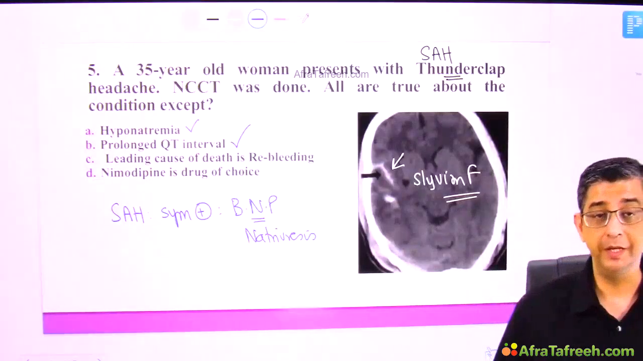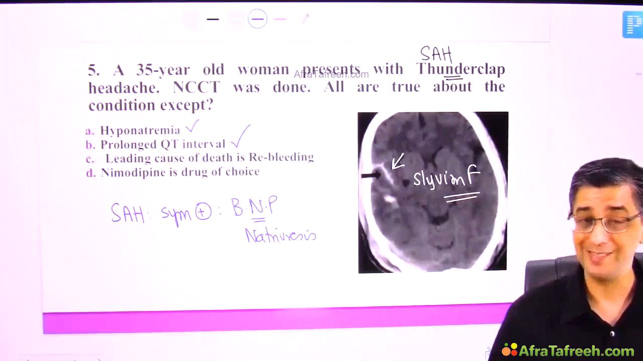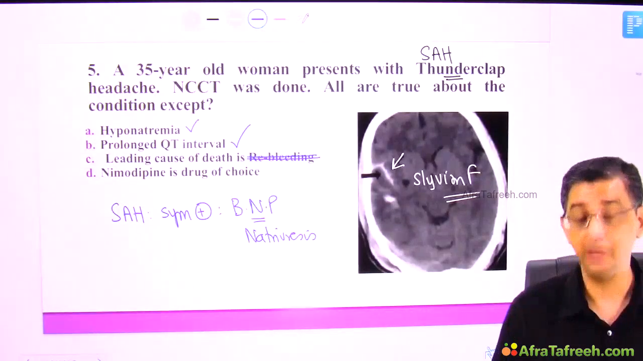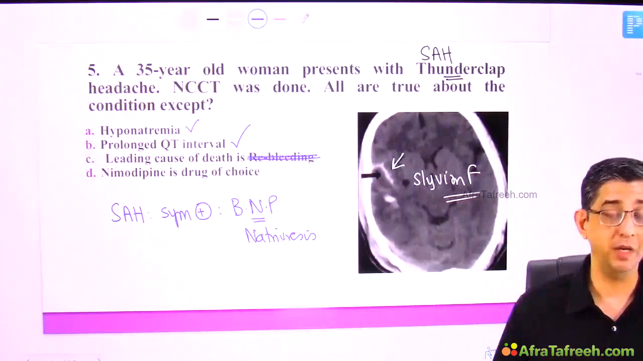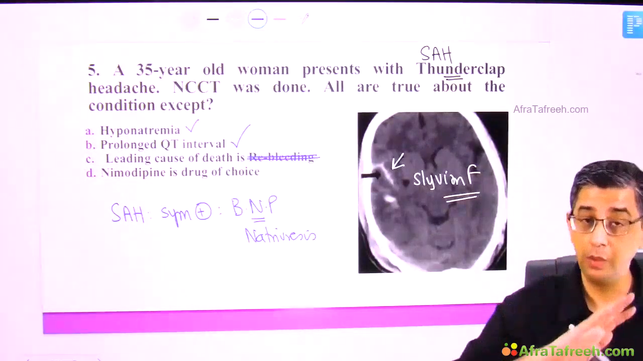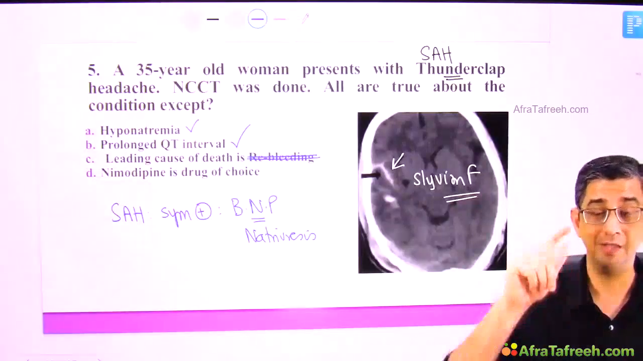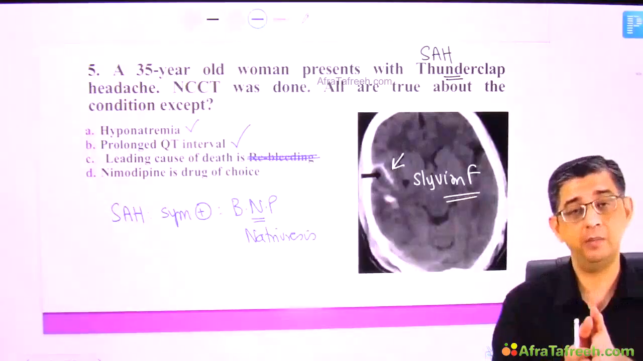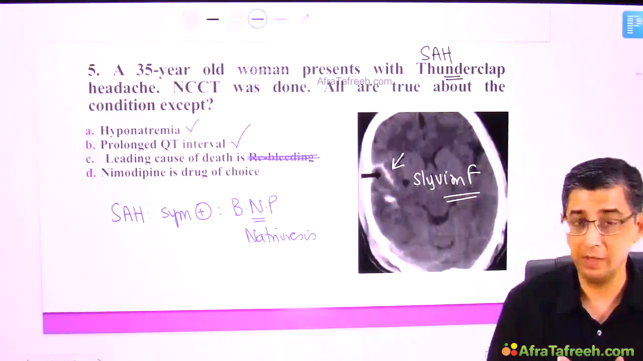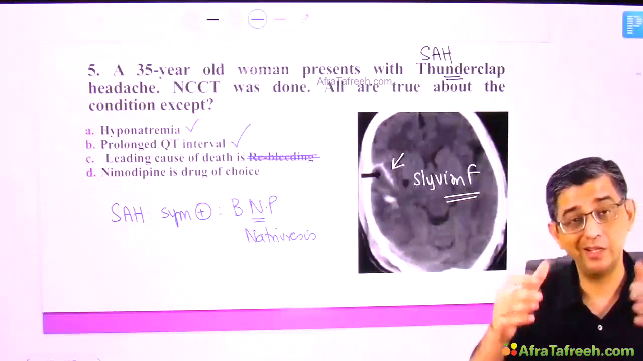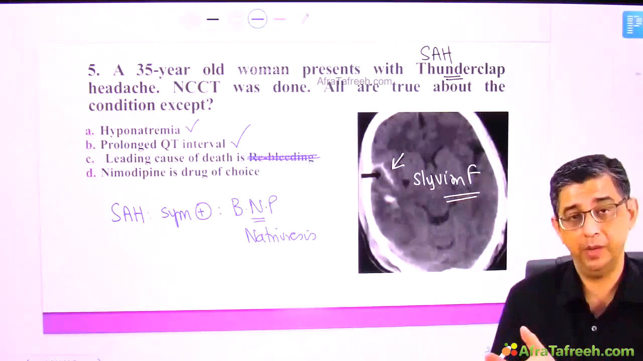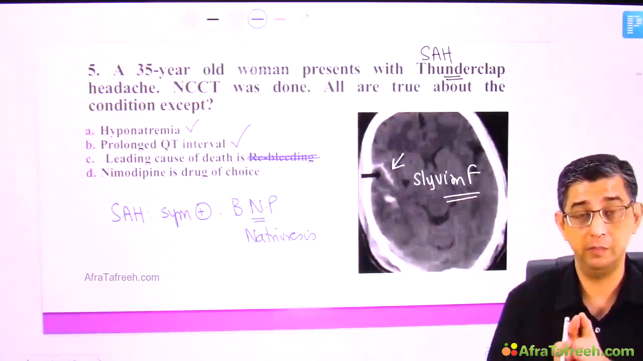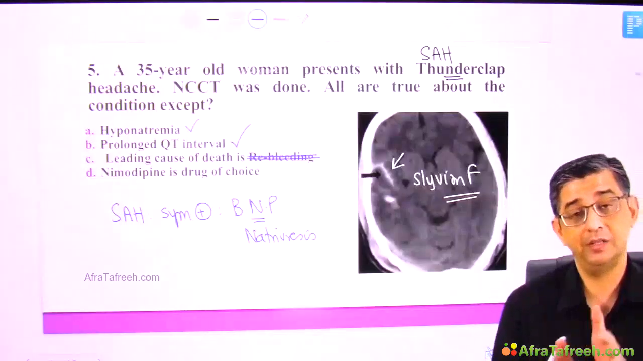Option number C says leading cause of death is rebleeding. There's something wrong about this statement, guys, because I've highlighted time and again that in a person who's suffering from subarachnoid hemorrhage, the main cause of death is not bleeding, not rebleeding. It is actually the vasospasm of the surrounding blood vessels. See, wherever the damage had to occur, where the berry aneurysm will rupture, no issues. It is the adjoining area adjacent to the berry where the blood supply will rather reduce. Why? Because the body will develop a protective vasospasm to protect the surrounding area.